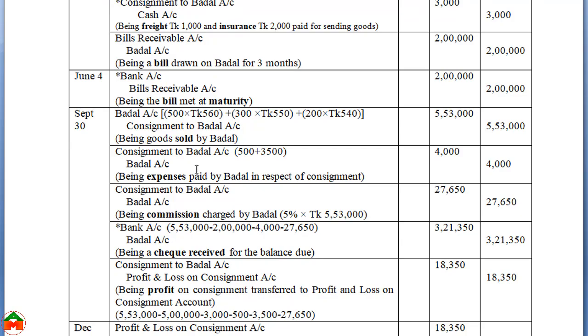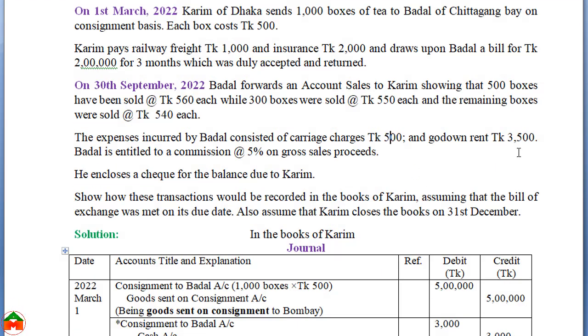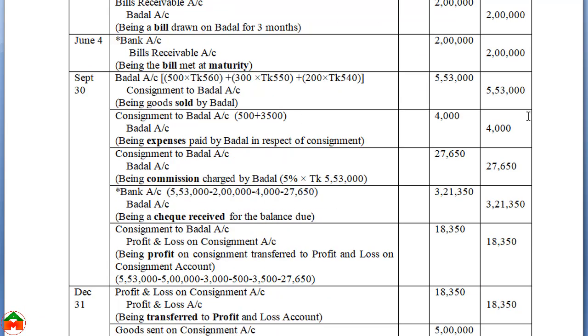And for the expenses that were paid by the consignee, Mr. Badal has provided some expenses, 500 and 3,500. The journal would be consignment to Badal account debit and Badal account credit, 4,000 amount.